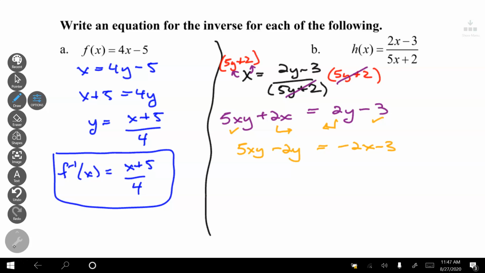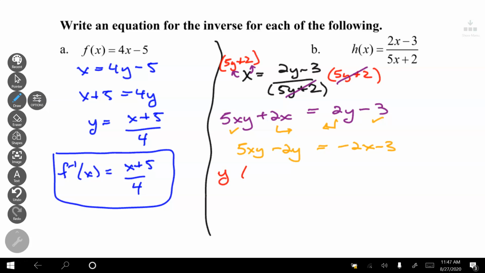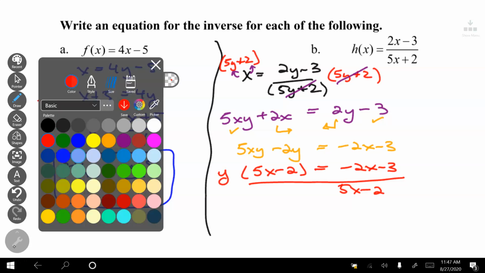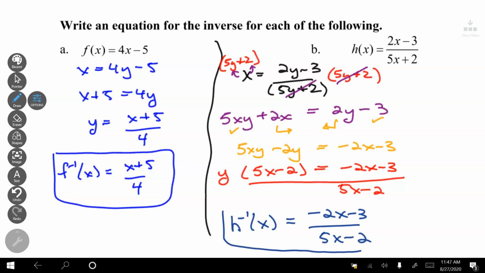Now I can factor out a y. So if I take a y out of here, 5x minus 2 is left over inside the parentheses, and this does not change. And then I can divide by this. I use my notation. And I say h inverse of x is equal to negative 2x minus 3 over 5x minus 2. It was a complicated function to begin with, so its inverse is also complicated.